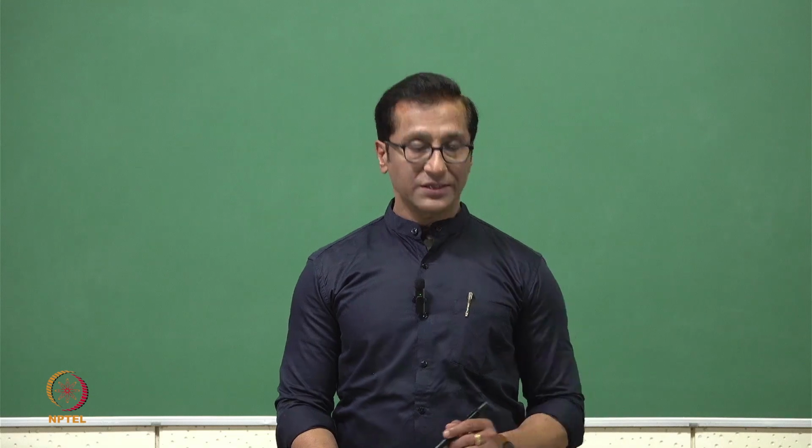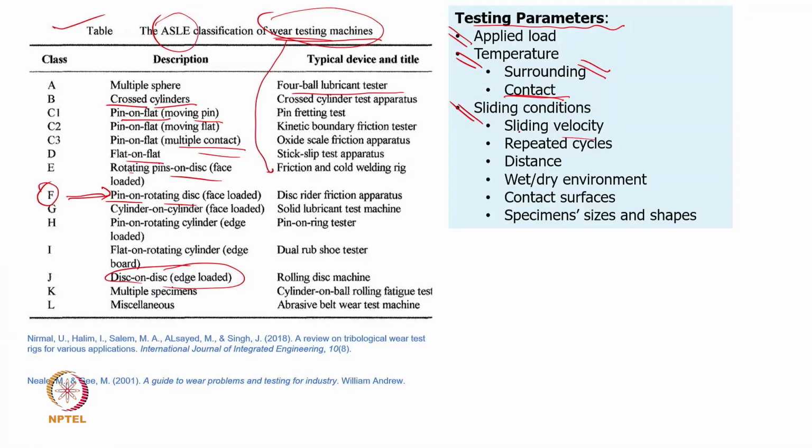Another one is the sliding condition. We have the sliding velocity, and then the number of cycles. This can be reciprocating motion also, and whether it is in wet condition or dry condition is also important to keep in mind.